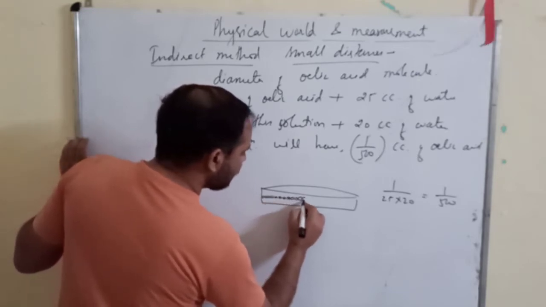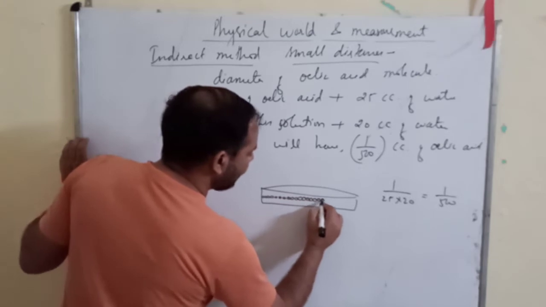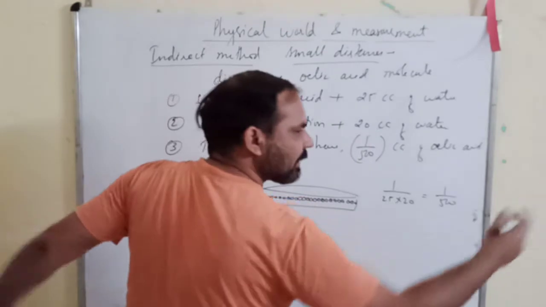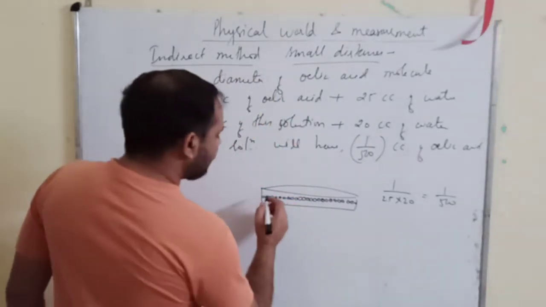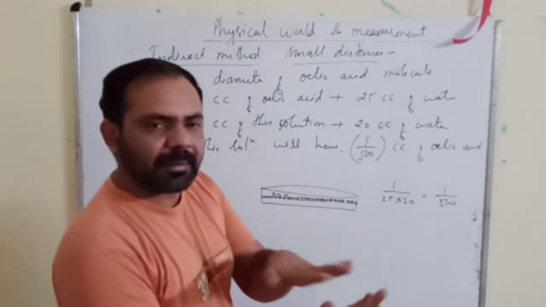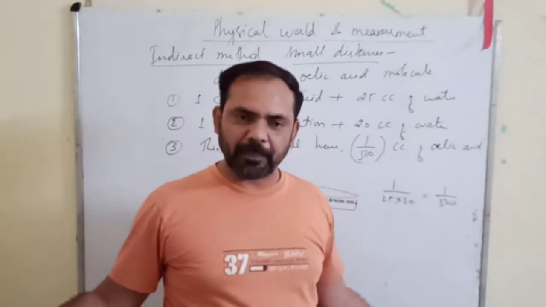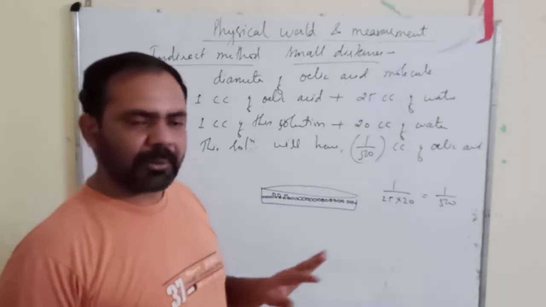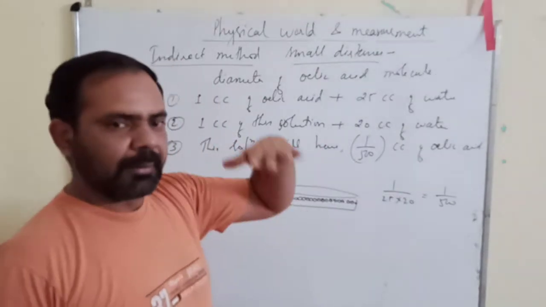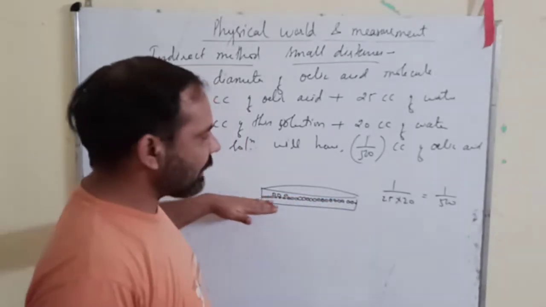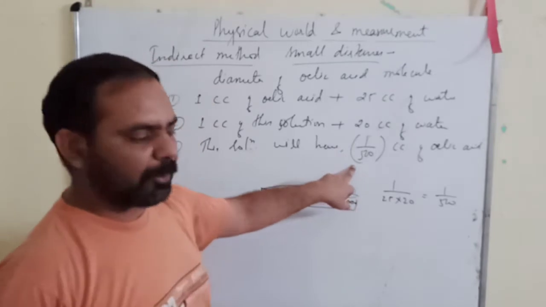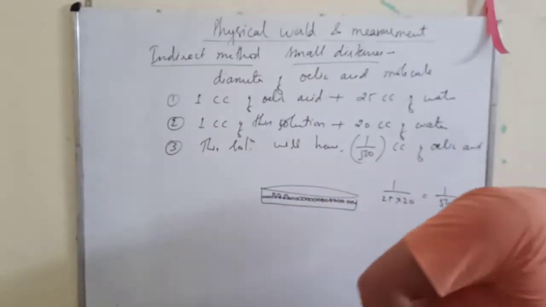If the concentration of oleic acid is more, then either you will need a very broad vessel to get a single layer, or otherwise you will not get a single layer of oleic acid at the surface. So to get a single layer of oleic acid, we have diluted the solution to this much concentration, 1 upon 500 cc.